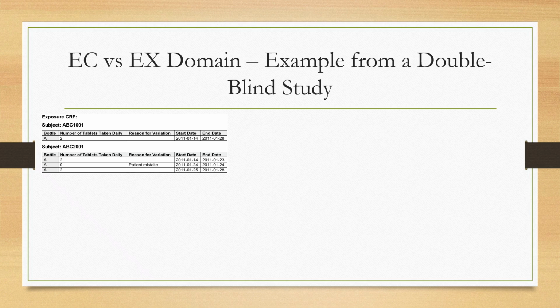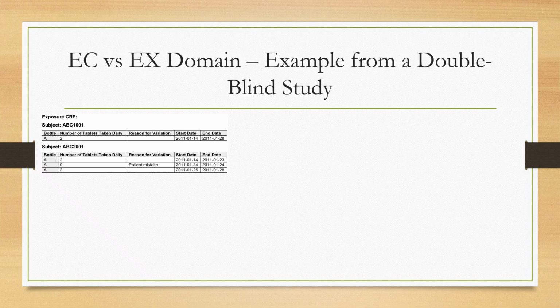However, if we look at the second subject, this subject was also taking the drug from bottle A, two tablets as planned, starting from 14th of January 2011 and continuing till 23rd of January 2011. But this subject did not take any dose on 24th of January 2011, and the reason for this missed dose is recorded as patient mistake in the CRF form.